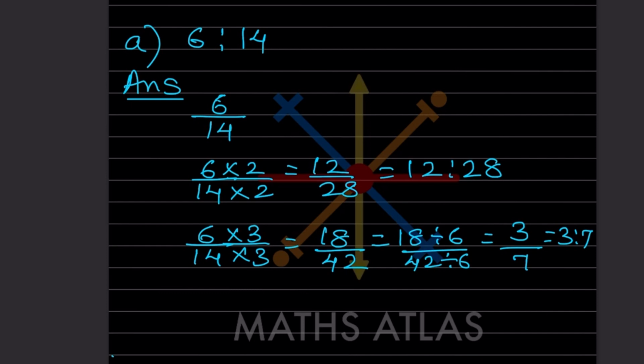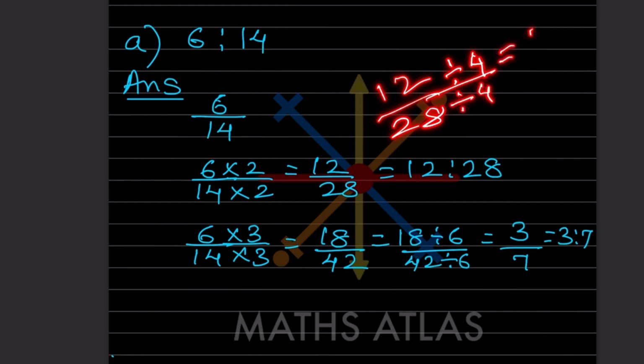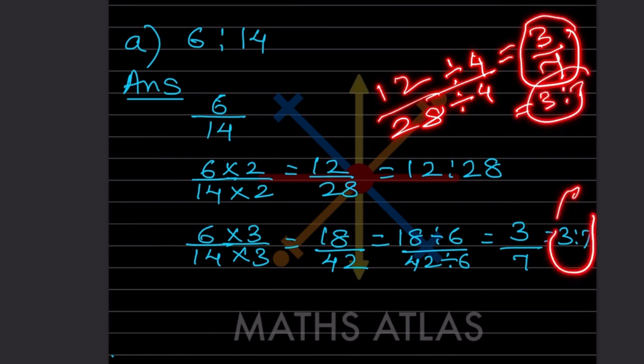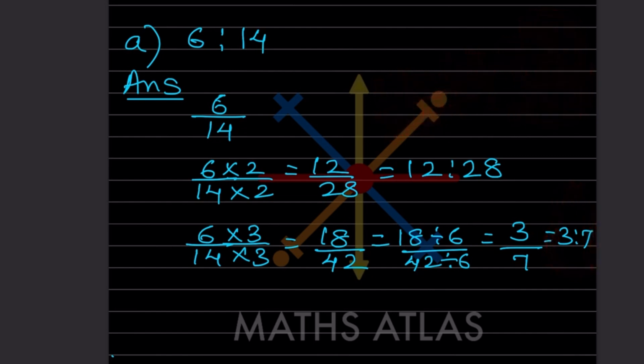Now see here, this also can be simplified. This can also be written as 12 by 28. So let us do it like this so you understand it better. We will divide this by 4, and this also will be divided by 4. So 4 3s are 12 and 4 7s are 28. So can you see, this also is 3 by 7, which is nothing but 3 is to 7. And this also is 3 is to 7. So both are equivalent. When you multiply by 2, that is equivalent. When you multiply by 3, whatever final answer you get is equivalent. So even if you do it by 4, you are going to get the same.